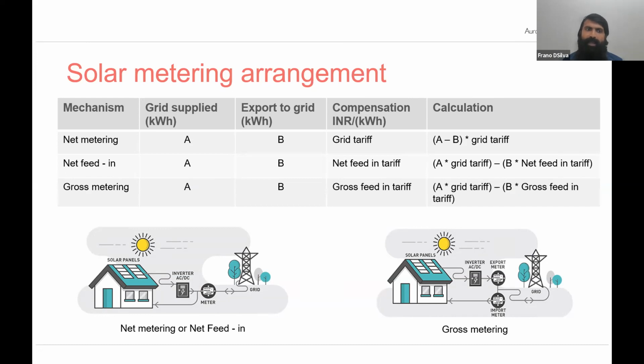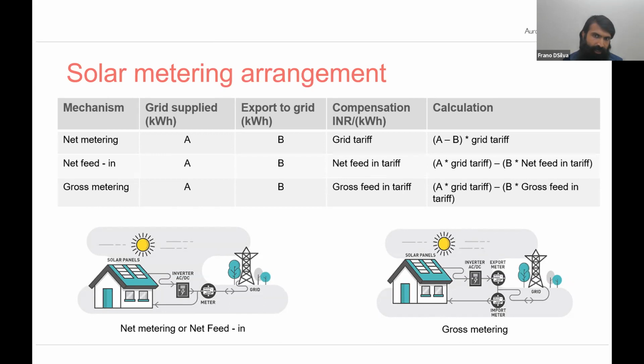For example, in net metering, the energy accounting is based on the units that have been recorded in the bidirectional meter, that is the kilowatt hours or the consumption of the house or the location. While in net feed-in, the energy accounting of the exported energy takes place at a fixed tariff set by the Tamil Nadu Electricity Regulatory Commission.